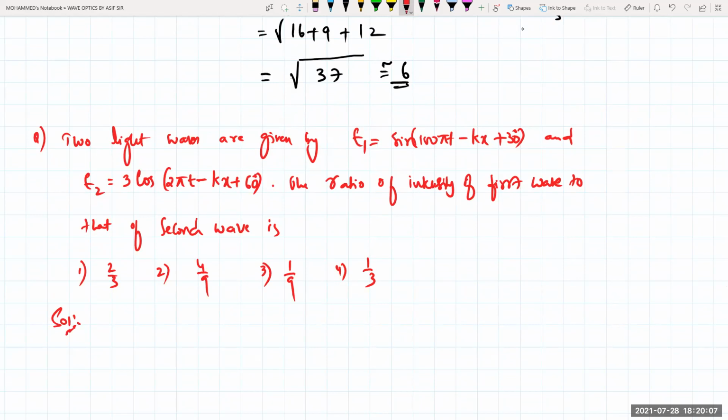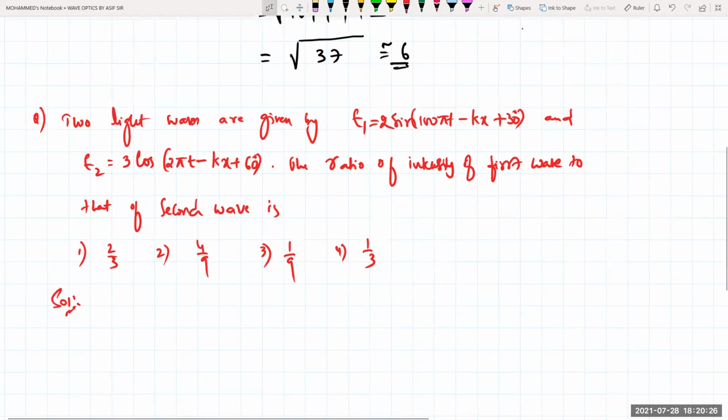Two light waves are represented by E1 and E2. E1 is equal to 2 sin(100πt − kx + 30°) and E2 is equal to 3 cos(2πt − kx + 60°). The ratio of intensity of the first wave to that of the second wave will be equal to how much?